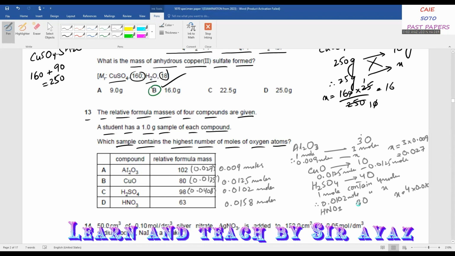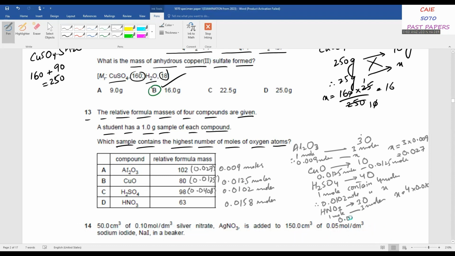We have 3 moles of oxygen. 1 mole contains 3 moles. Therefore 0.0158 mole contains X. So X is equal to, you will multiply 3 by 0.0158. 0.0158 multiplied by 3.